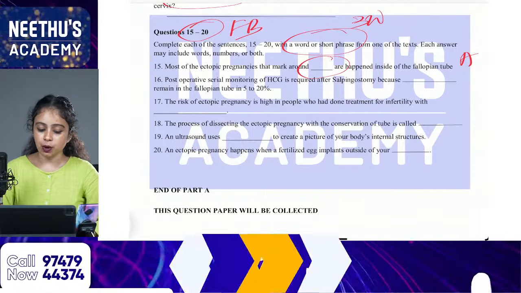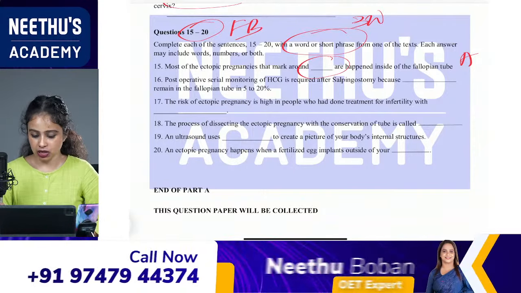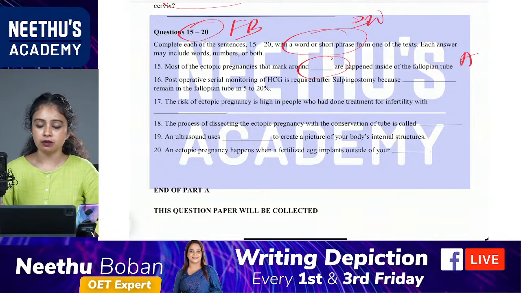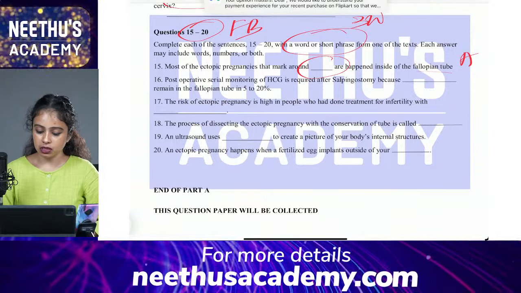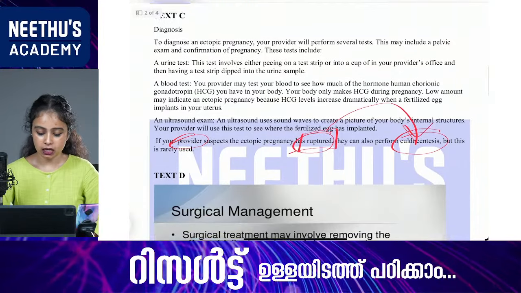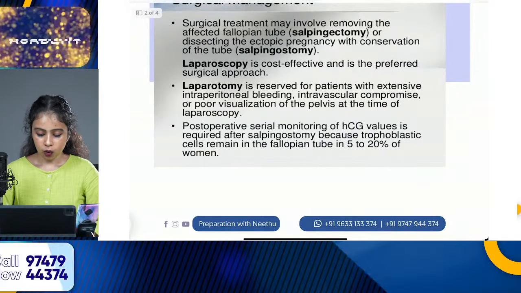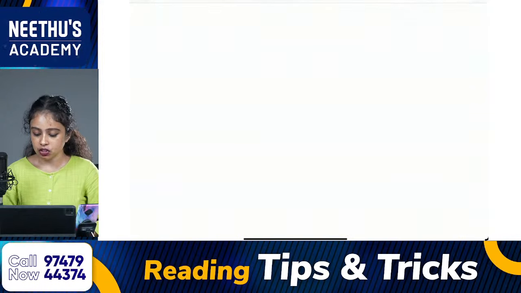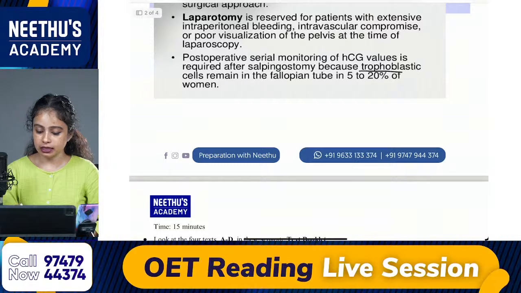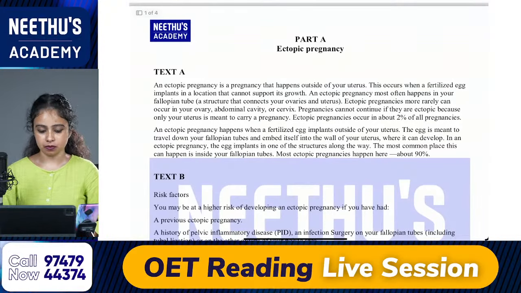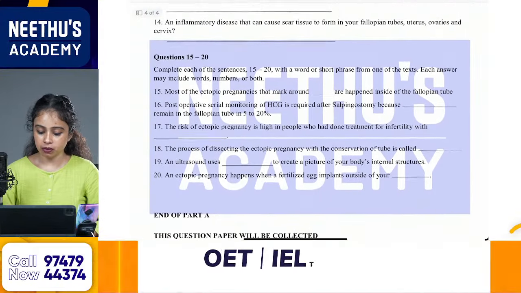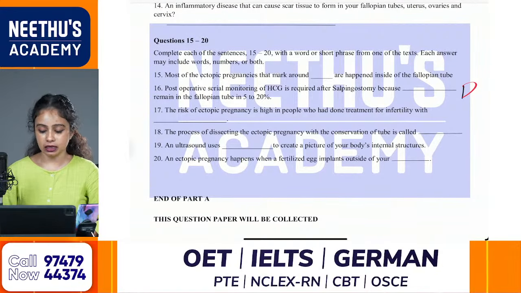Then the 16th one, post-operative serial monitoring of HCG is required after salpingostomy because dash remain in the fallopian tube in 5 to 20%. So what is the correct answer? What is the missing word here? We have already dealt with that particular question previously. So they're asking the same from text D, and that missing word should be trophoblastic cells, right? Yes, trophoblastic cells from text D, which is mentioned in the last point.